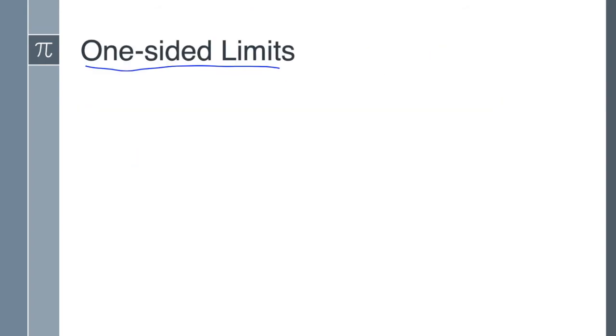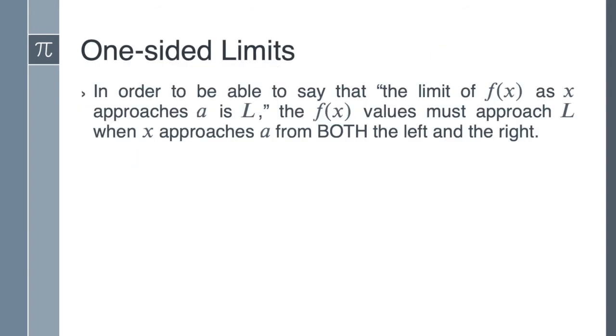Because of this. In order to be able to say that the limit of f of x as x approaches a number L, we call that limit L, exists, the function values must approach L when x approaches a from both the left and the right. Again, so that the limit exists, the function must approach the same value from both left and right and must have the same exact limit value.